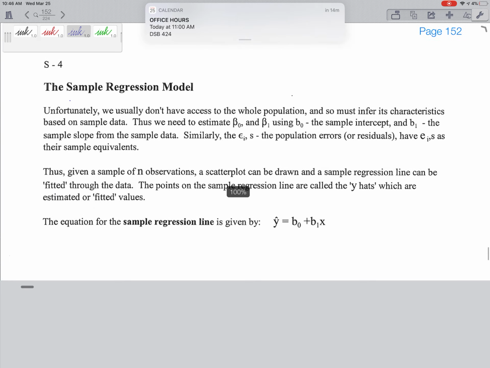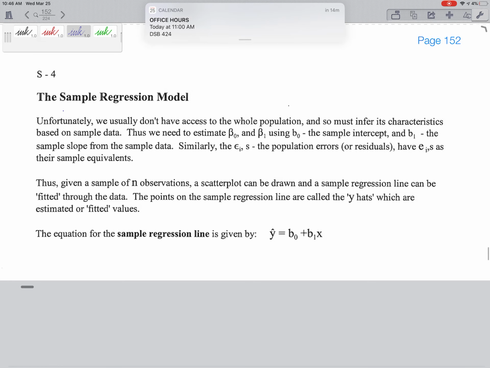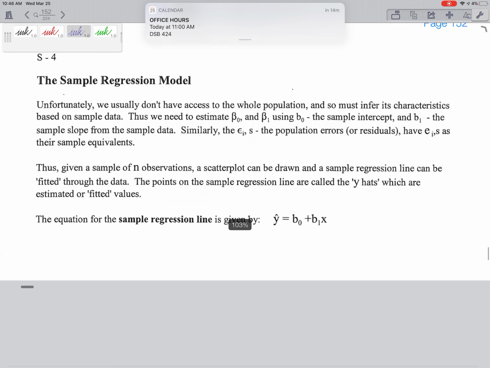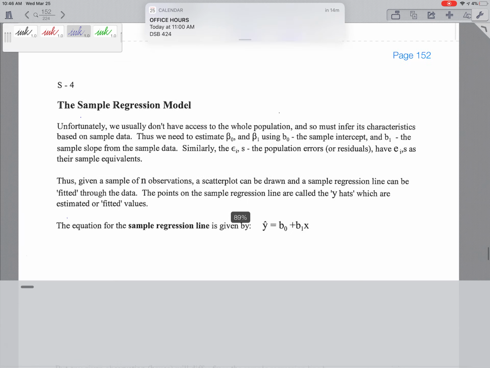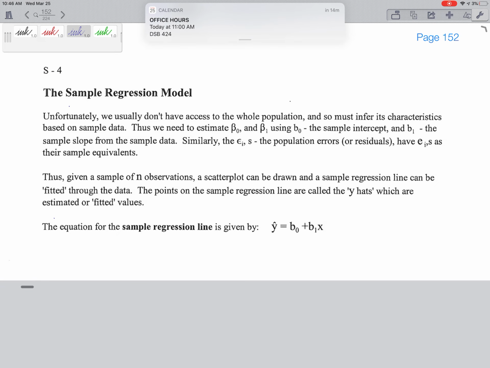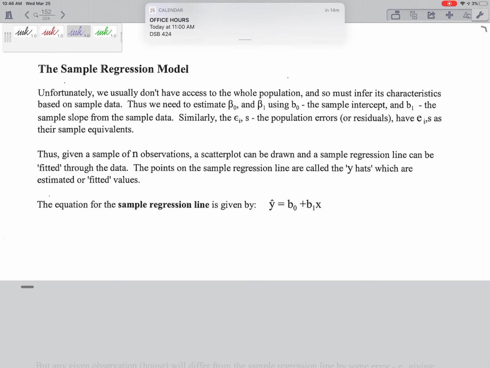All right. We're going to go just a little further here. I know this is going to be a long lesson, but I do want to talk about the sample regression model. So this is on page S4.